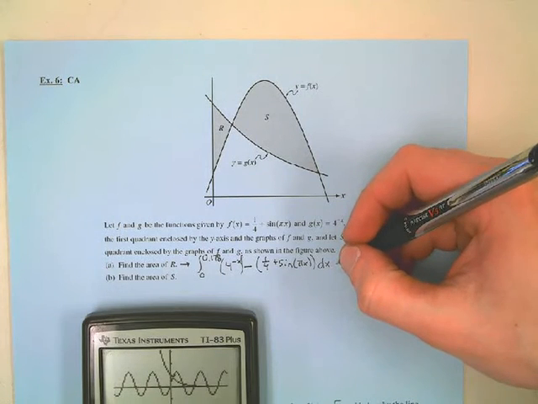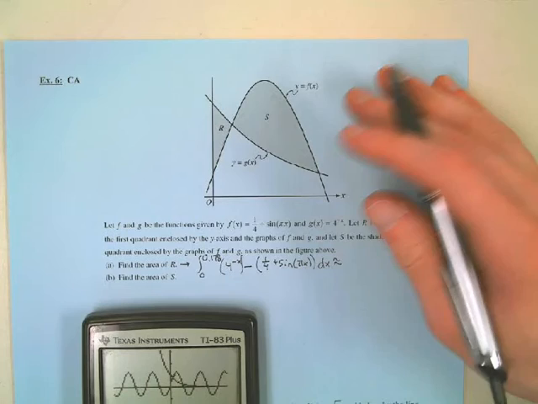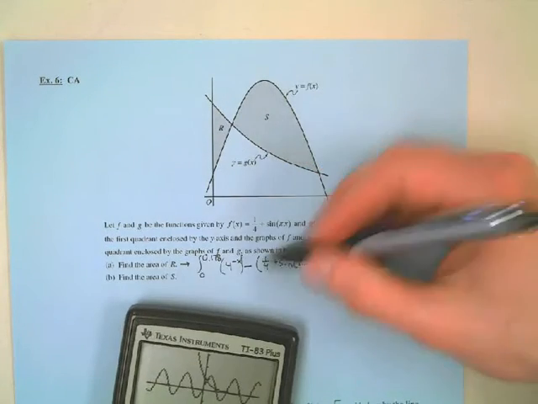And now we want to find the actual area. So what we can do now is just put a little squiggly equal sign and actually just do this integral. There's no need to do this by hand. We'll do it by calculator.